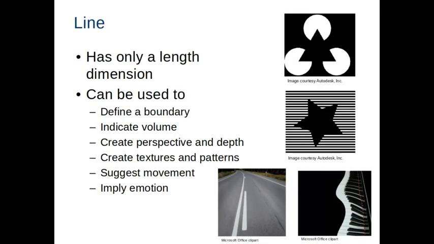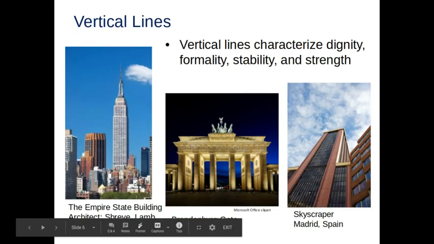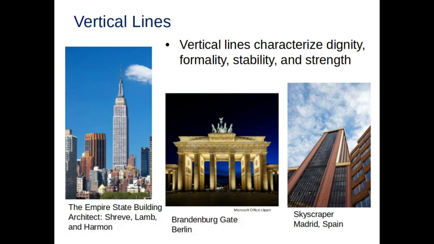Next up are lines. All right, lines are one-dimensional. We can use them for boundaries to indicate volume, for creating perspective or depth, but I think more importantly for things like suggesting movement or even implying emotion. Okay, I'll give you some examples. Vertical lines are used for things like formality or strength or stability.